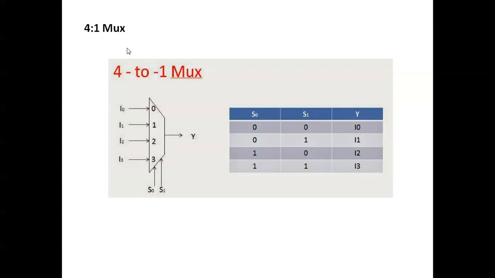So 4 to 1 mux. This is 4 inputs, 1 output. So there are two select lines. Based on the select lines, when it is 0 0, the first input will be selected. When it is 0 1, the second input will be selected and sent to the output. And the third, 1 0, will be selected and sent to the output. So this is the 4 is to 1 mux.